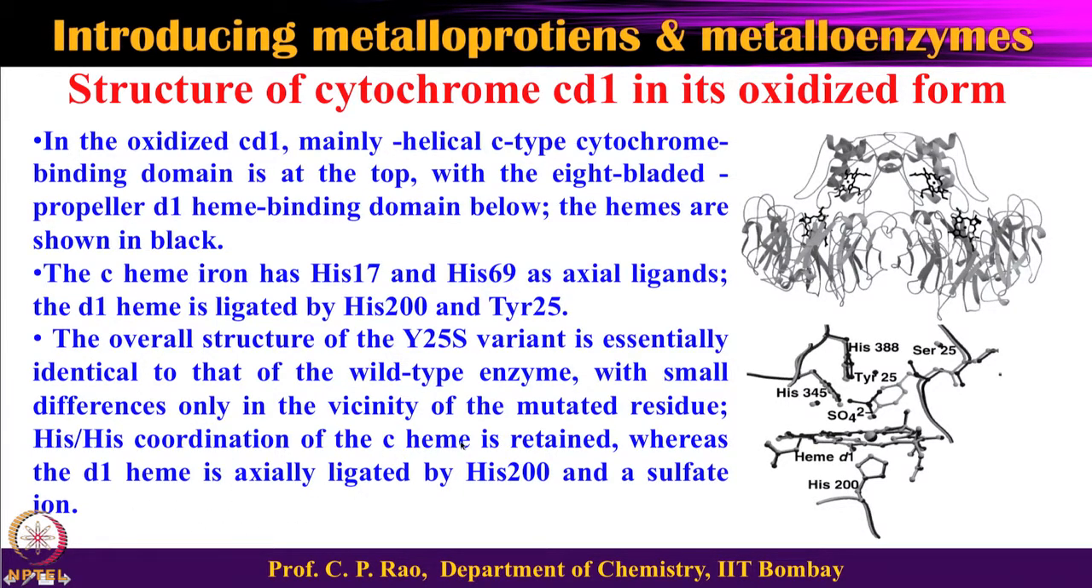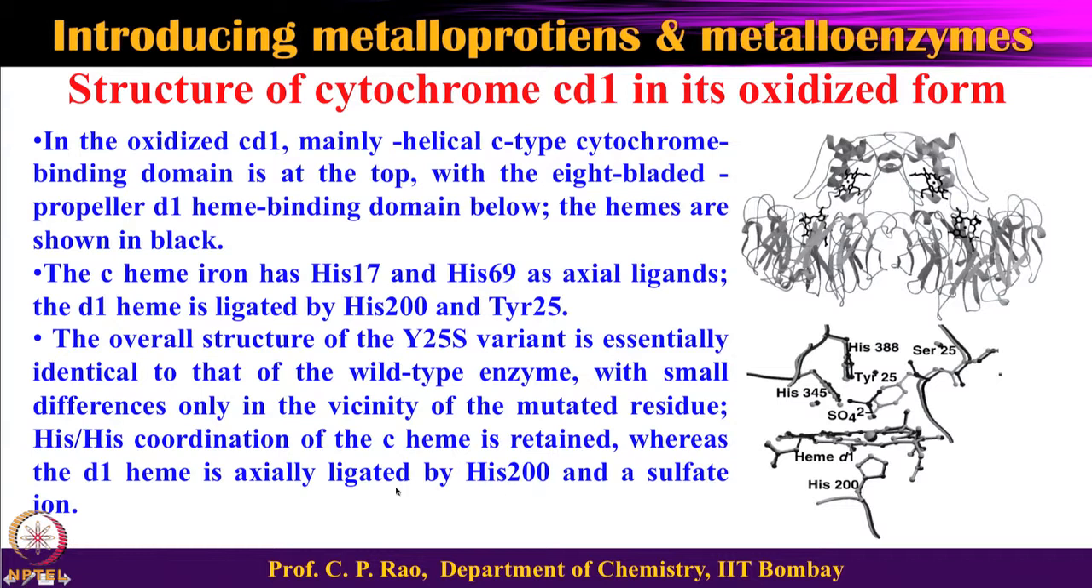The c type does not get perturbed, both the histidines are there, but what gets perturbed is the d type. The d1 is ligated to histidine 200, but one of the ligations is lost, the other ligation which is tyrosine 25 is lost, and in this position a sulfate ion, an anion, binds. So, this also gives a clue that the cytochrome d type is well suited for binding to anions or to substrates, because earlier it was the tyrosine 25.